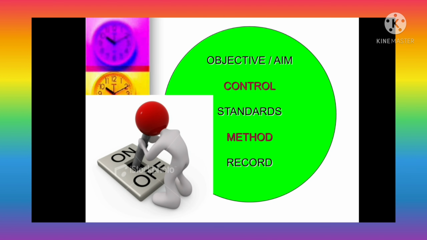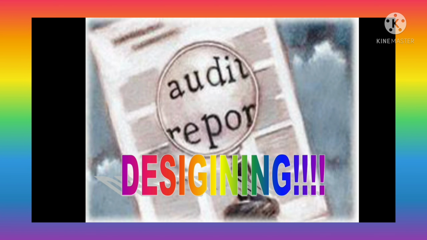The guidelines should have some objective or aim to conduct the audit, and then we have to have control over the audit, and we have to have set standards that the accrediting agency has already given. We can follow that, and what method we are going to use for the audit, and the records also. Then comes the designing.